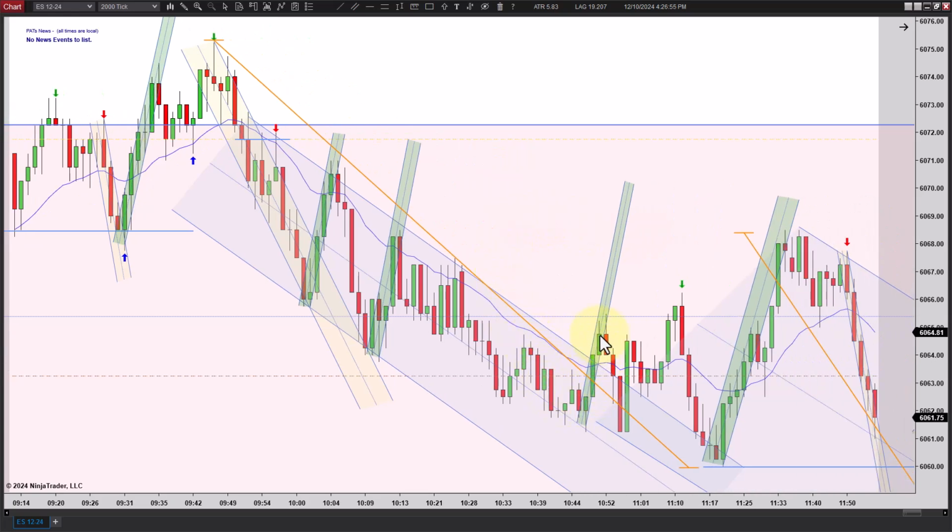And then finally we get a break. That's just a first entry. You do get a close outside and new high all in one bar here, but I think I would wait and see if you get a lower high. It looked like we were going to get one, but we don't.